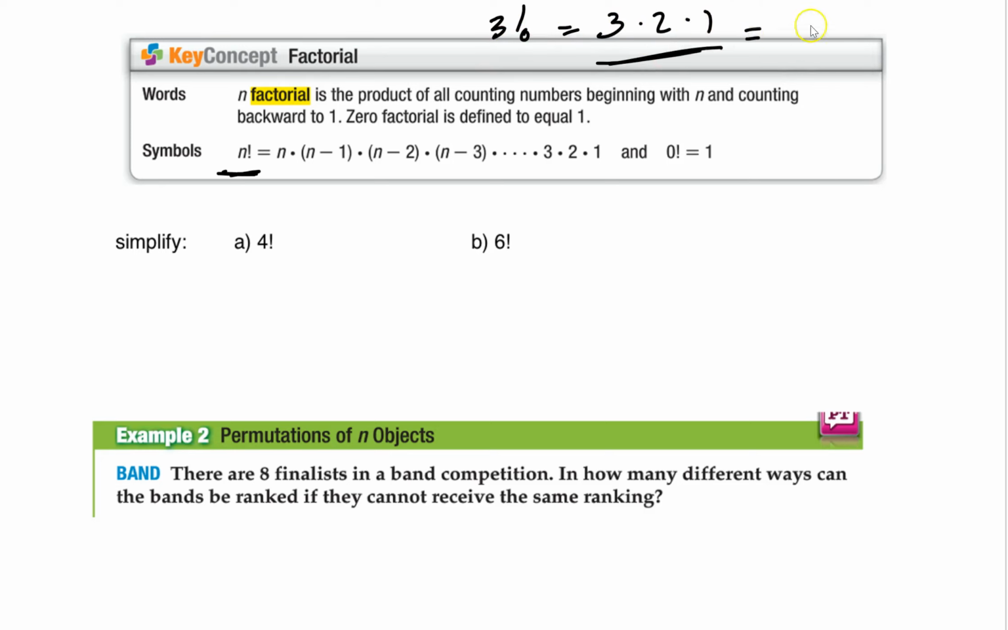Once you get to 1, you get 6. By the way, I want you to note that by definition, 0 factorial equals 1. Mathematically speaking, why does that make sense? Well, factorials have to do with permutations, like how many different ways you can rearrange things. And the idea is, how many different ways can you rearrange 0 things? Well, there's only 1 way to rearrange 0 things. So that's what makes it 1. I know, a little weird, but that's what we do.